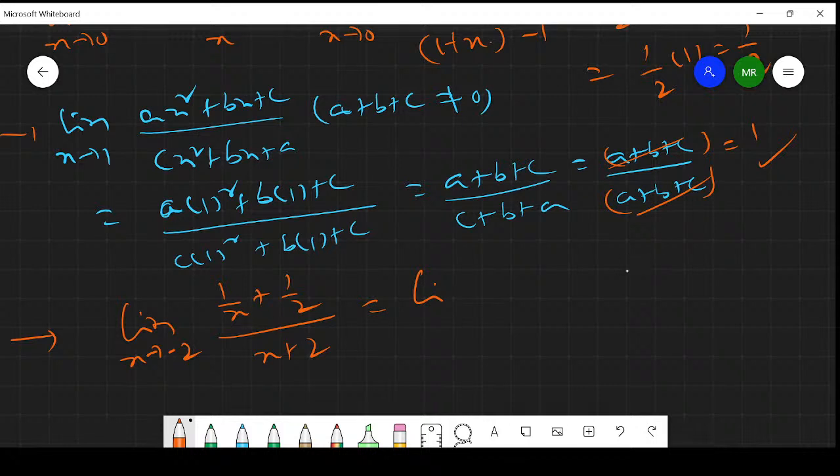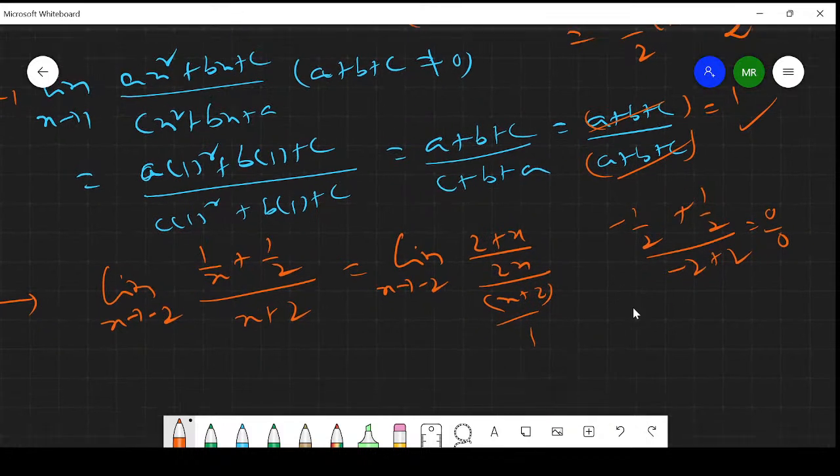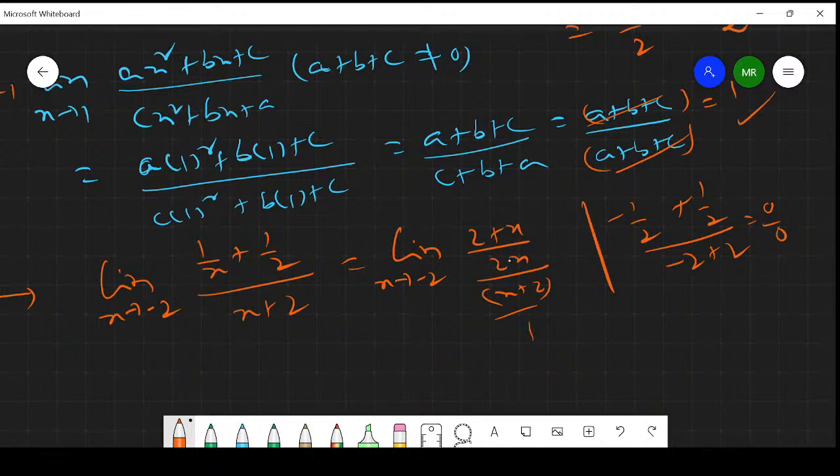If we substitute the limit, it comes to (-1/2 + 1/2) / (-2 + 2), which is 0 by 0. That's the reason we simplify this. If we take the LCM, this becomes ((2 + x) / 2x) / (x + 2), considering the denominator as over 1.